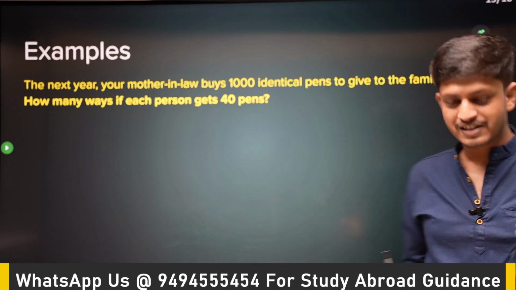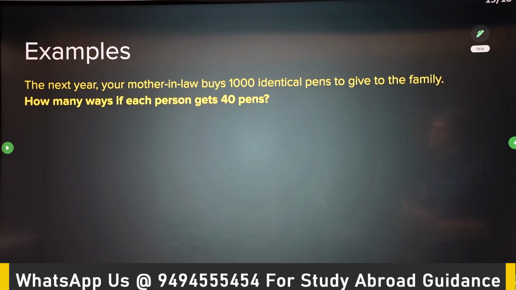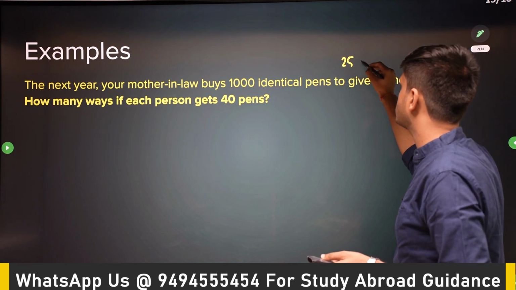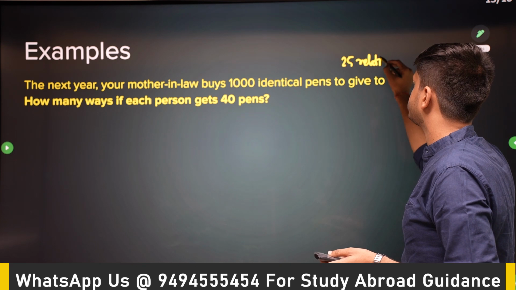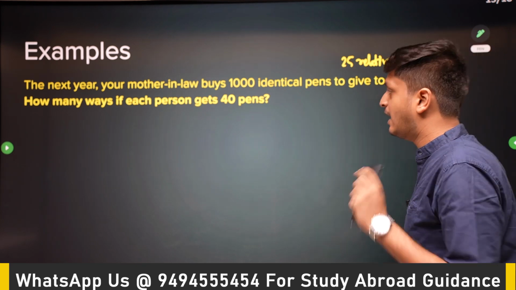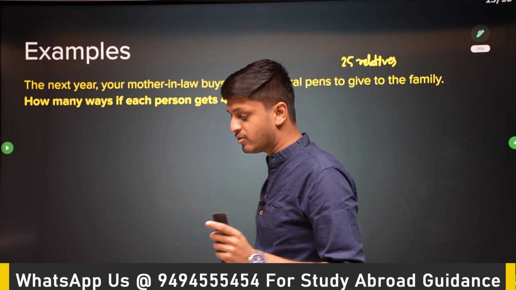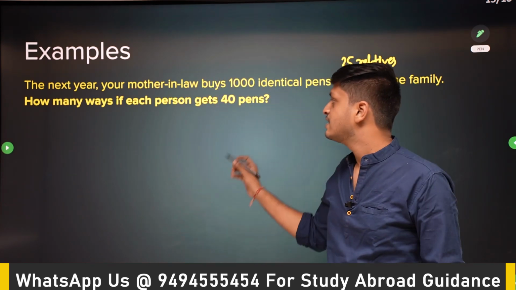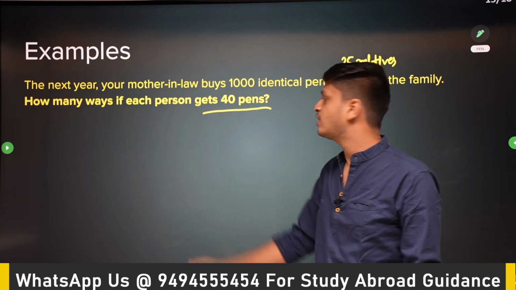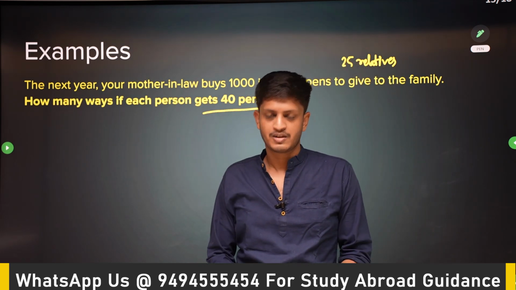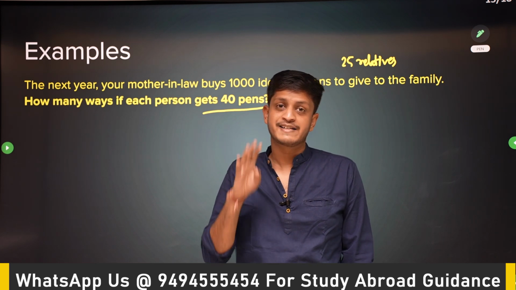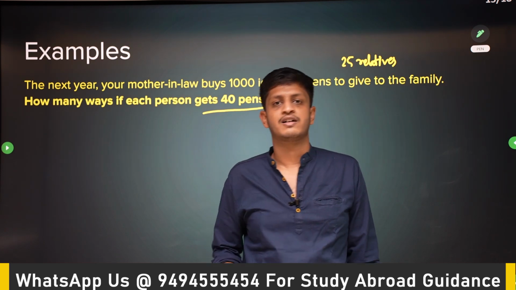Cool. Now the last variation of this problem. Again the next year your mother-in-law buys 1000 identical pens and you have to distribute them to 25 relatives, you can assume. But now, in how many ways can I distribute 1000 identical pens to 25 relatives such that each person gets 40 pens? Now it is given that you have to distribute exactly 40 pens to every relative.